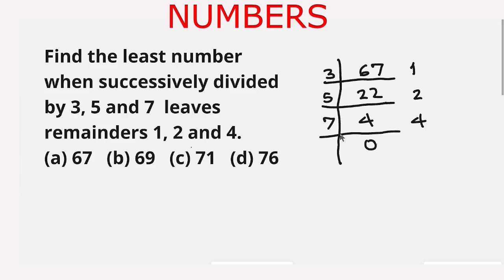And the least number which we wanted is 67, which when successively divided by 3, 5 and 7 leaves the remainders 1, 2 and 4. And from the given options, our answer is option A, 67. I hope you have understood the method of solving such type of questions. We go to the next question.